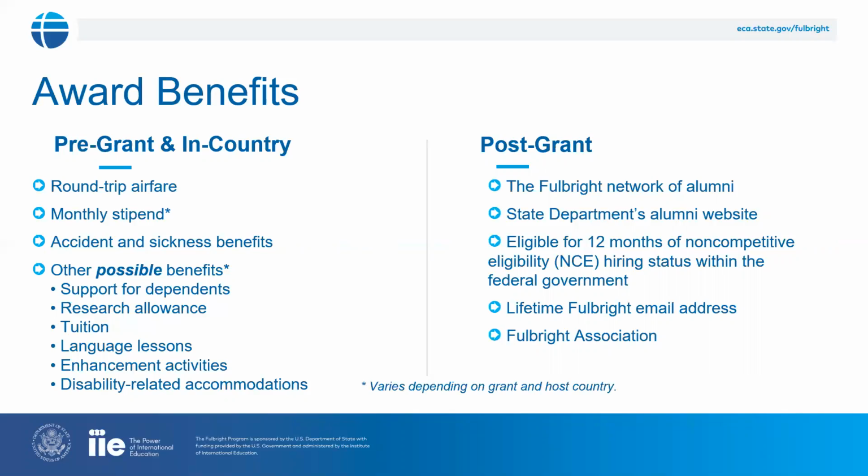After you're a Fulbrighter, you join the Fulbright Network of Alumni, which is huge and strong. You're a member of the State Department's alumni website. This is a nice perk. If you're a Fulbright alumni, you're eligible for 12 months of non-competitive eligibility status within the government, which means if you apply for a job and they want to hire you, they can just hire you, right? They don't have to look at anybody else. They can just interview you and say, yep, you're the one I want. So if you have a long-term interest in working for the federal government, that can be a pretty sweet benefit. You'll have a lifetime Fulbright email address, so people can always find you, and you'll be a member of the Fulbright Association.